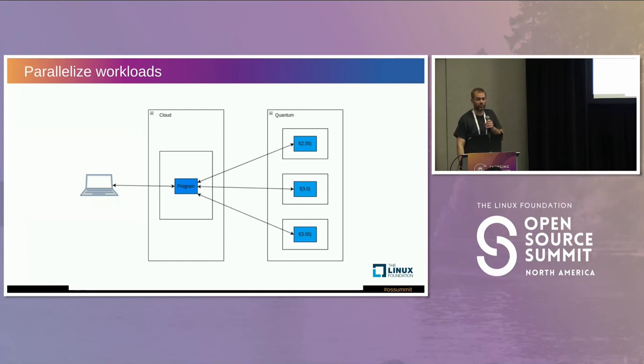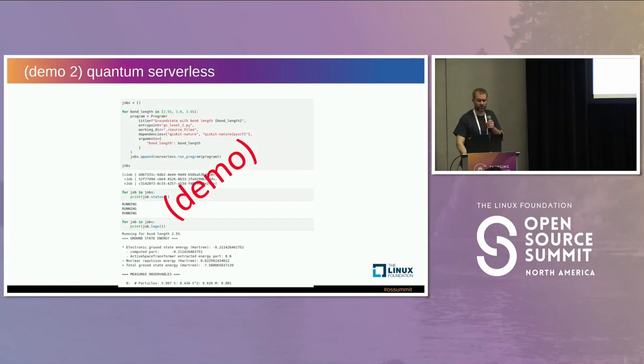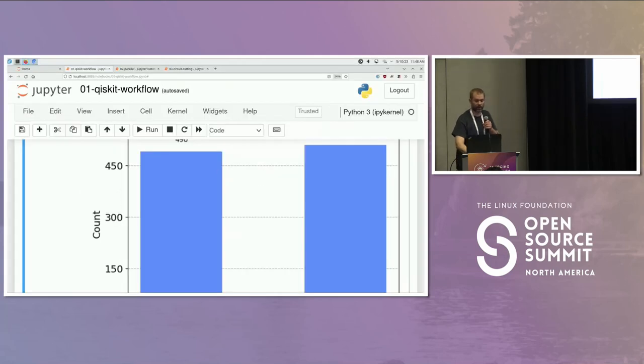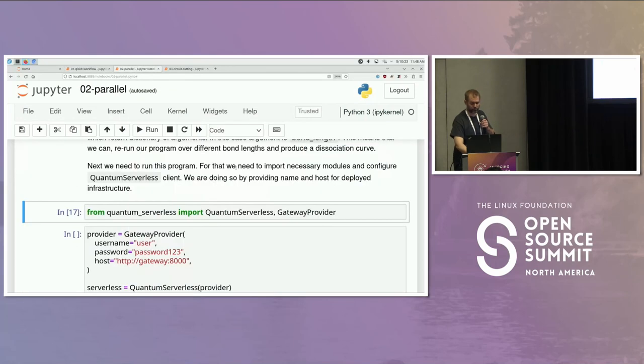We can use Kubernetes as that parallelizer. We can take these different quantum tasks and ship them out, divide and conquer, get the results, pull them back, recombine them, and return them, using Kubernetes to schedule that. So let's take a look at what that might look like very quickly.